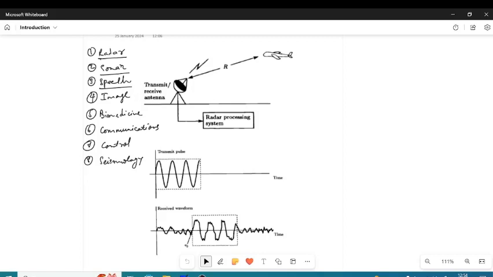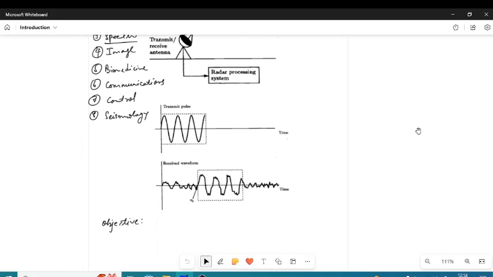So basically, the objective of the estimation theory is, so we start with the objective. That is, what is our objective? So the objective is to estimate the values of a group of unknown parameters. So we need to estimate some parameters whose values are unknown.